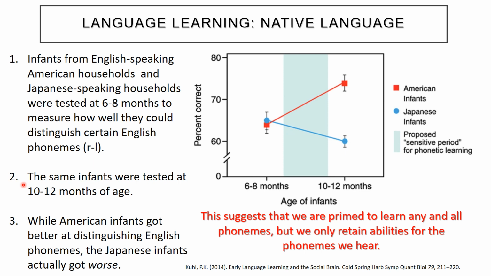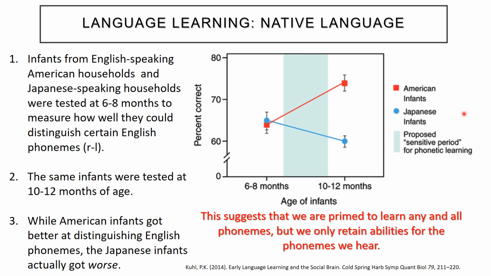So we test to see how well these infants can distinguish those different phonemes. And it turns out at 6 to 8 months of age, the American infants in red and the Japanese infants in blue both can distinguish the phonemes equally well. Not super great, but better than by chance. You can see it's around 65% correct at 6 months of age. And then they test these same infants 10 to 12 months later.